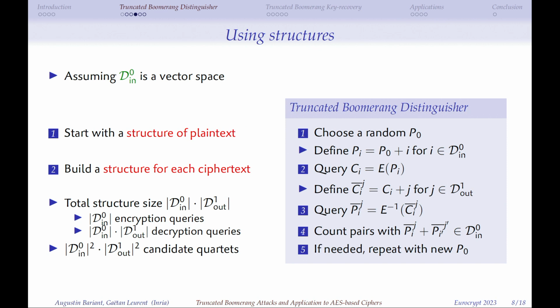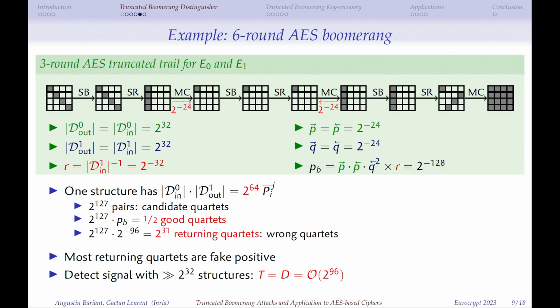And we can actually do the same thing for the ciphertext. So you start from one plaintext, you build a structure, you encrypt the structure, and then each ciphertext in your structure, you can shift it by many different values on the ciphertext side. And then you take all those values and you decrypt them. So in the end, you get a structure of size of the input difference set times the size of the output difference set, and you have a number of quartets that you can use, which is the square of this. So you really have a very strong structure effect in this attack. And this is something that wasn't really done properly in previous works.